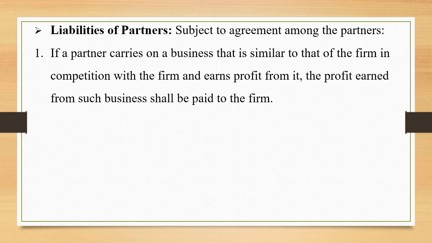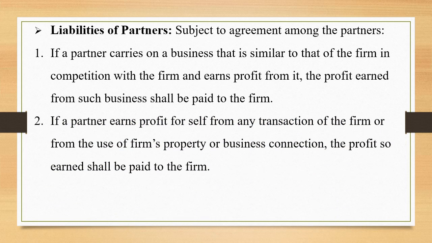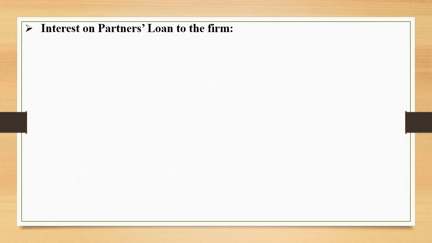Another similar point: if a partner earns profit for self from any transaction of the firm or from the use of the firm's property or business connection, the profit so earned shall be paid to the firm. Interest on loan of a partner, we know it is a charge against profit. It has to be paid by the firm. If the rate is specified, it's fine. If not, in that case, the partner has a right to receive interest on loan at the rate of 6% per annum.